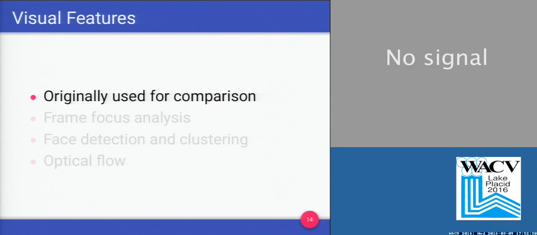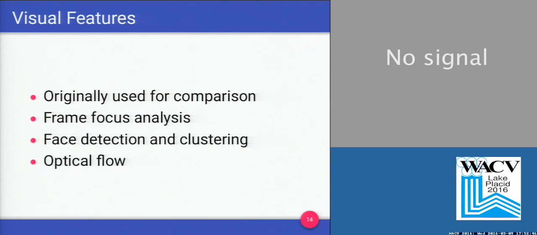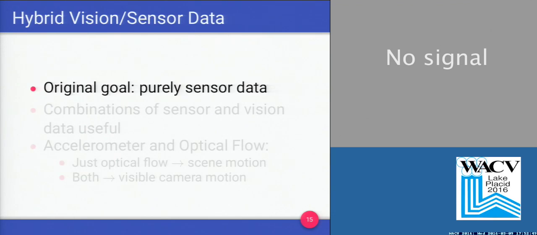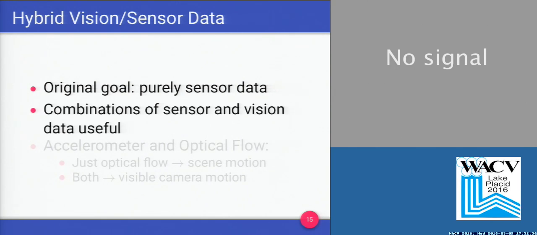Now, we also compute some visual features over our videos. These were originally used for comparison between the sensor-based methods to make sure that we can actually get relevant data from the sensor-based methods. So some of the things we compute are, for instance, the focus of a frame. We do face detection clustering across a video, and also optical flow. So originally our goal was to do editing with purely just sensor data. But during our comparisons, we realized that combinations of sensor and visual data could also be useful. I won't go into too much detail about all the possibilities. I'll just give one quick example, and that's accelerometer and optical flow.